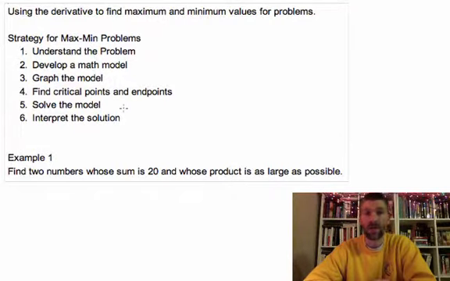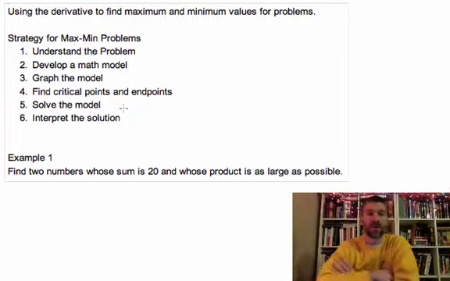You will want to graph the model. Graphing always makes things a lot easier to deal with. It gives you a good way to see exactly what's happening with your information. So a lot of times some sort of graph is really beneficial as well.